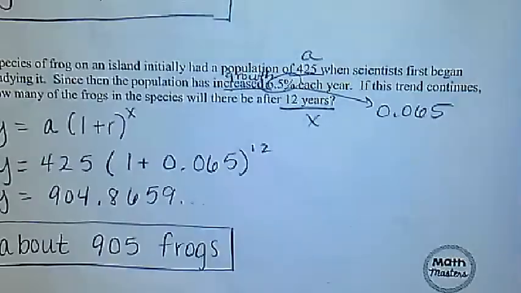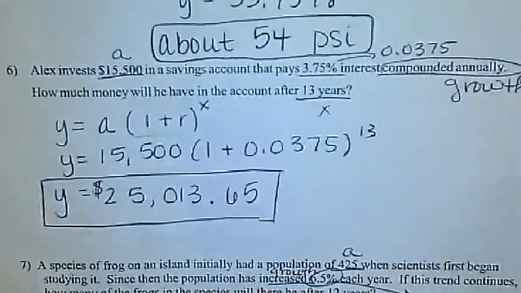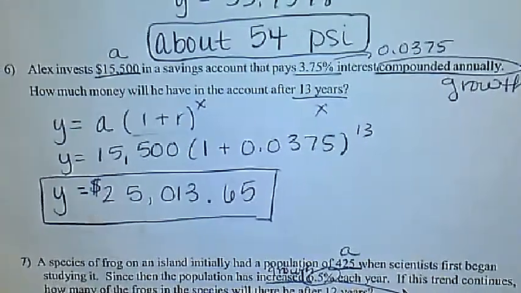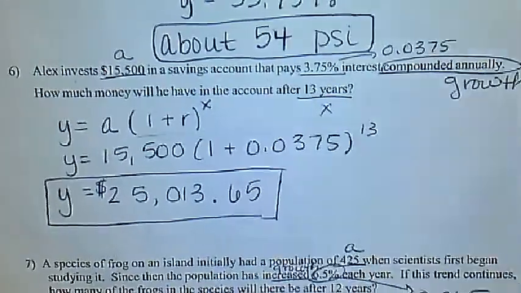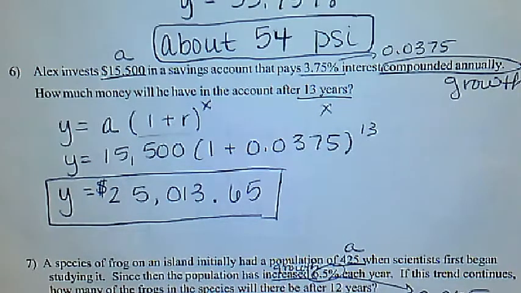Okay, so you had to do 6 and 7 on your own, so I just wanted to go over those real quick. 6 was a growth. Anytime you talk about interest, basically, if you have a savings account and you're gaining interest, it's going up, so it's going to be growth. So that would be y equals a times the quantity 1 plus r raised to the exponent of x. So I substituted that all in.